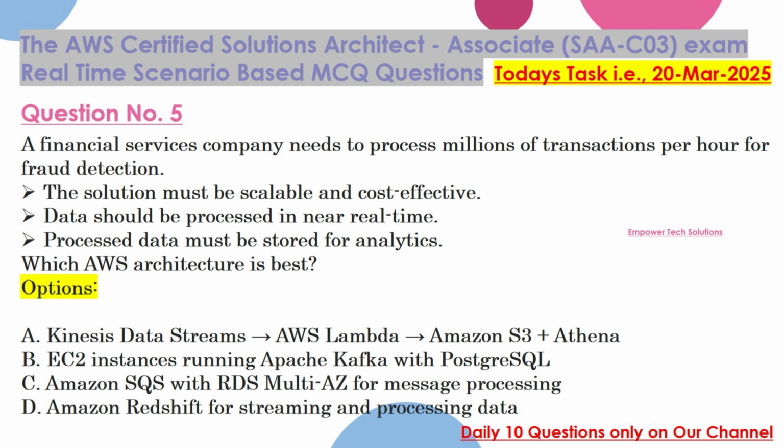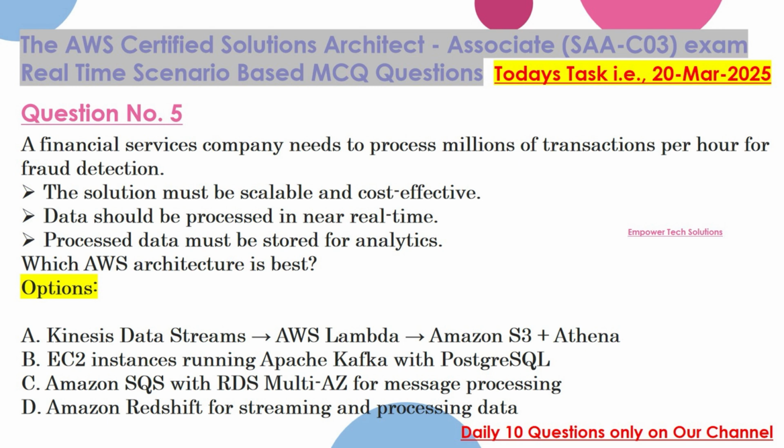Question 5. A financial services company needs to process millions of transactions per hour for fraud detection. The solution must be scalable and cost-effective. Data should be processed in near real time. Processed data must be stored for analytics. Which AWS architecture is best?